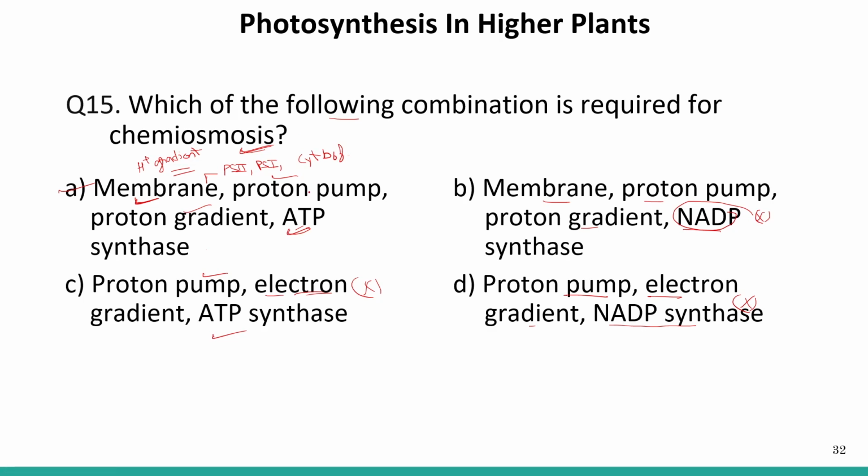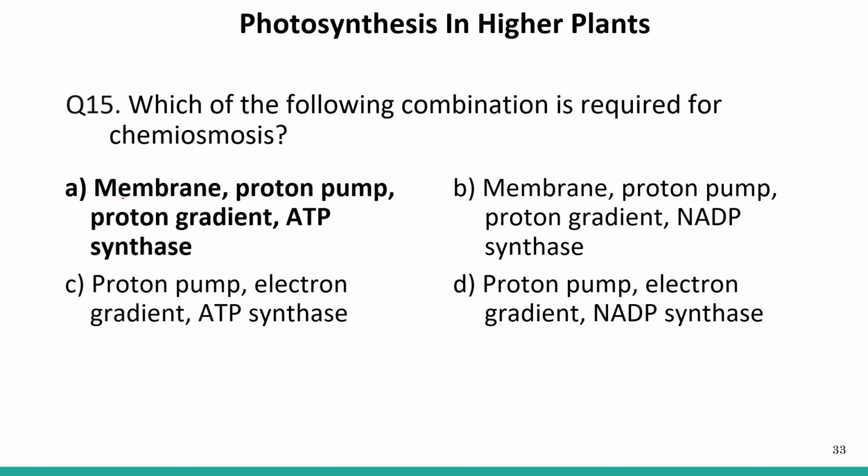Then proton pump is required so that the proton gradient can be established. Proton gradient obviously is required, because breakdown of the proton gradient later will lead to the ATP synthesis. And ATP synthase is involved in ATP synthesis. As the protons move back into the stroma through ATP synthase, the generation of ATP from ADP takes place. So what should be the answer? Option A is the correct answer here.